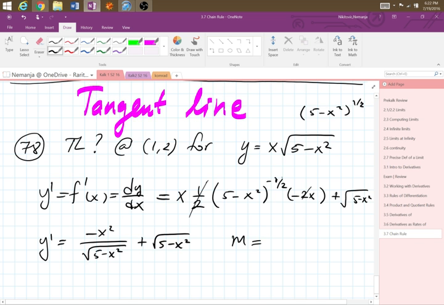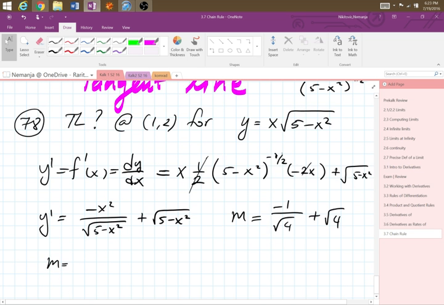So plug in 1, we get negative 1 divided by the square root of 4 plus the square root of 4, right? Because 5 minus 1 is 4. And we can compute the slope immediately. Slope of the tangent line is negative 1/2 plus 2. That's what I said. So we have 3/2 as our slope.